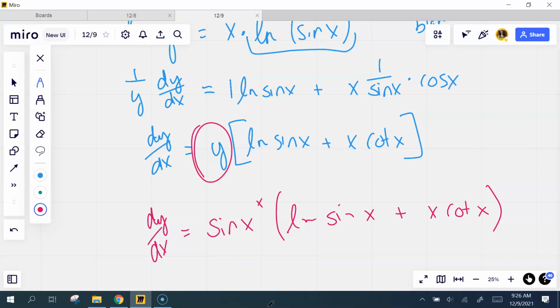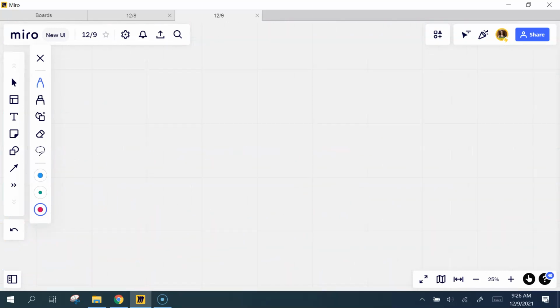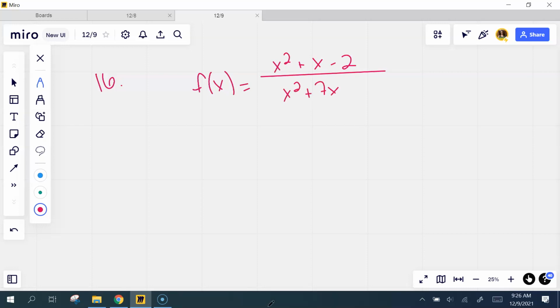Which number? Number 16, so that it's continuous at x equals 2. This is where we plug the hole. I selected 2, or maybe 2, and that was not right. You have to factor. So factor top and bottom.